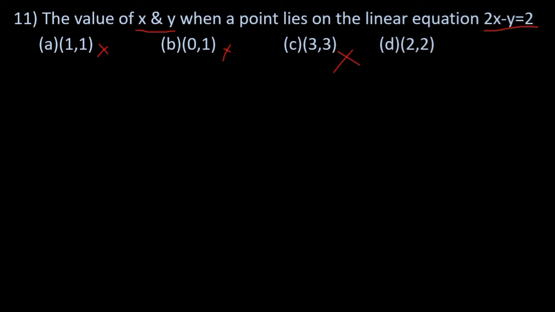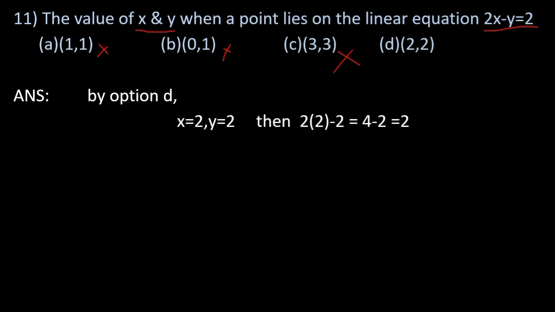So the last one left over is option D. What do we have in option D? That is 2, 2. So 2 2s are 4, minus the y value, also 2, means 4 minus 2, how much will we get? It's 2. Therefore option D, 2, 2, is the correct answer.